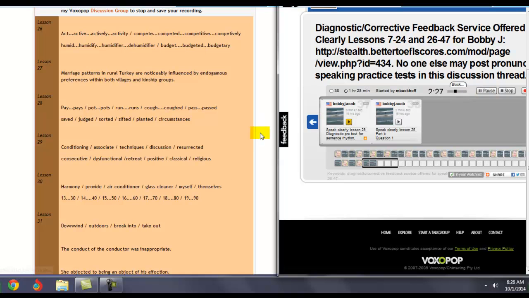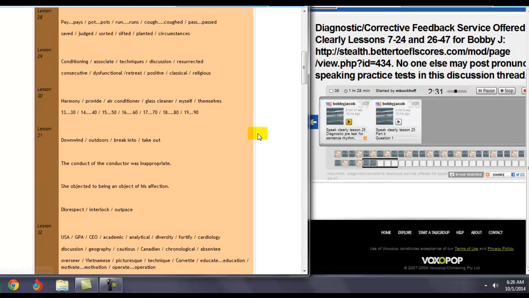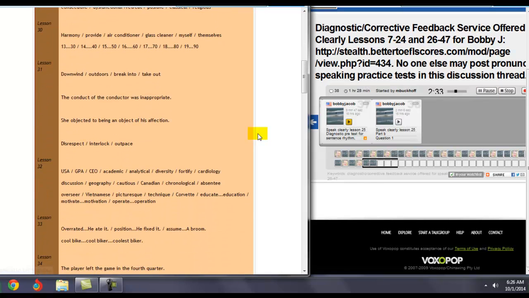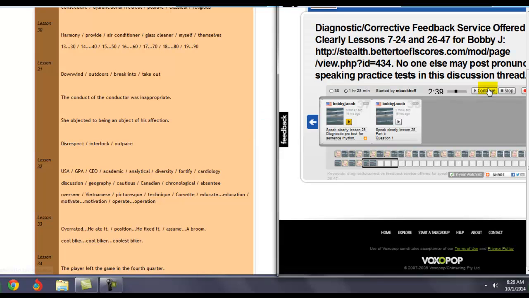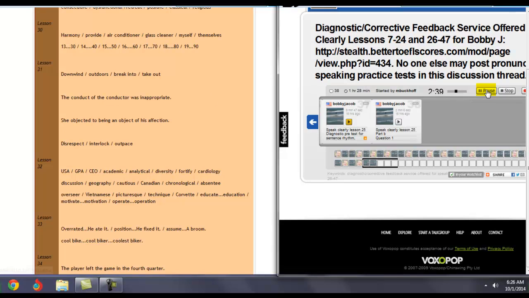The conduct of the conductor was inappropriate. She objected to being an object of his affection. That's a little hard for you. Let's do this one together. You ready? She objected to being an object of his affection. Disrespect, interlock, outpace.